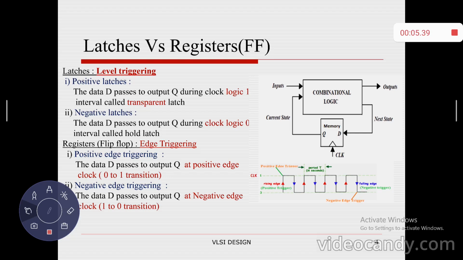So the conclusion is that latches change their state during either flat 0 or flat 1. A register, or flip-flop, changes its state during the 0 to 1 time interval or the 1 to 0 time interval.